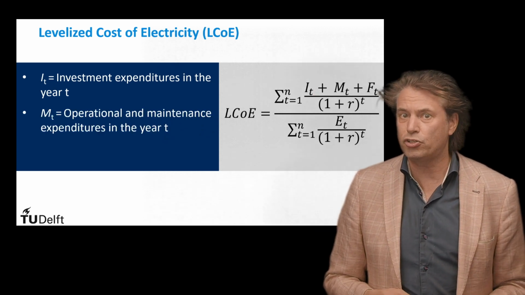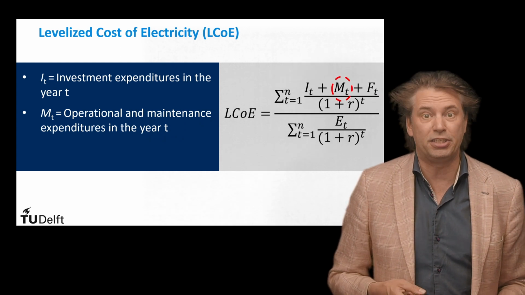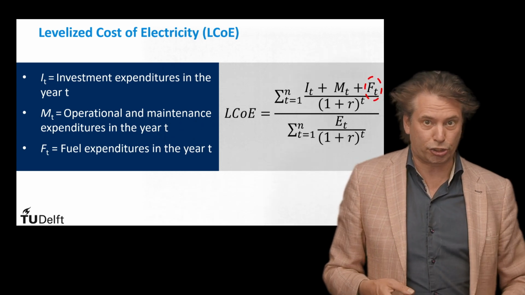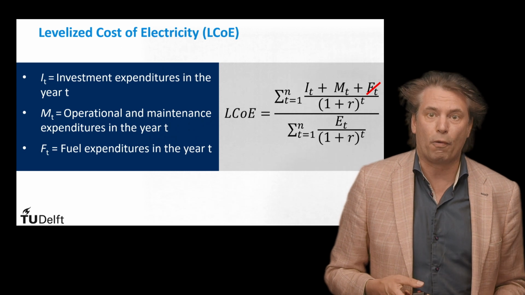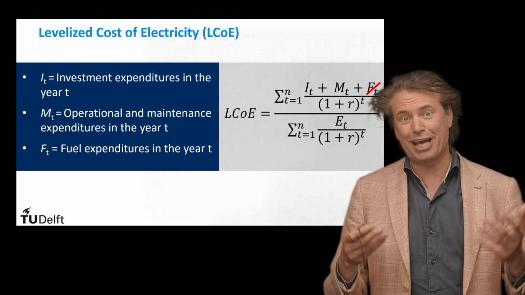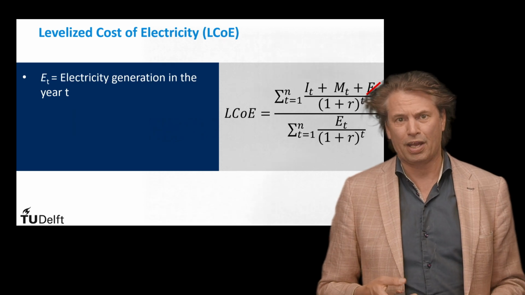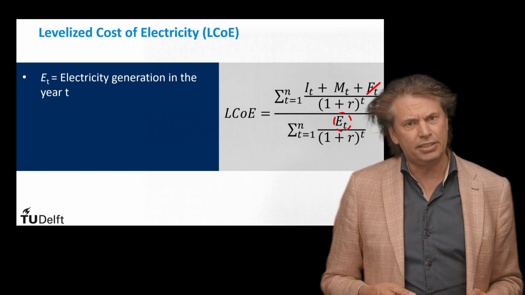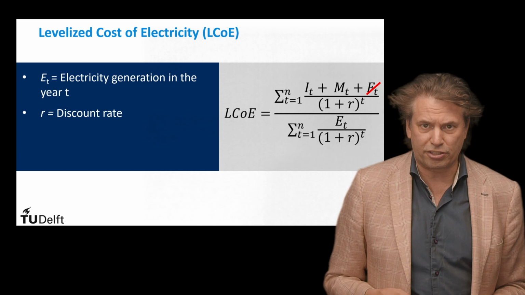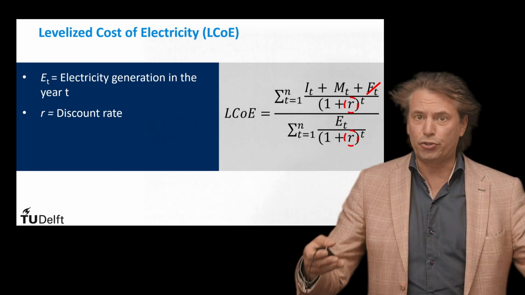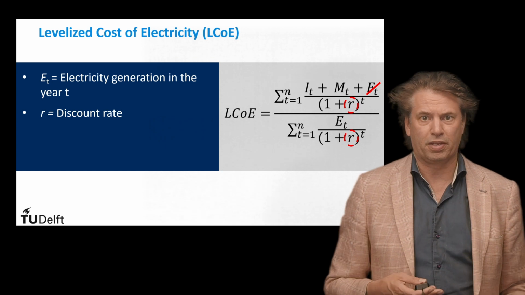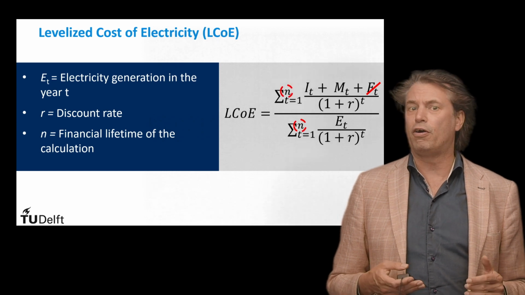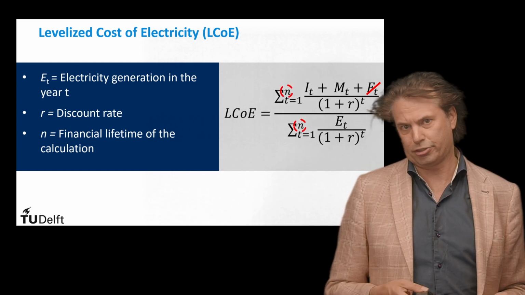The operational and maintenance costs over the year T are denoted by M_T in the equation. F_T denotes the fuel expenditures in the year T. And of course, for PV, fuel costs are zero since we get sun rays for free. E_T is the AC yield generated in the year T, and r is the discount rate, which is a factor used to discount future costs and translate them into the present value. Finally, N is the financial lifetime of the system. The lifetime of a PV system is around 25 years.